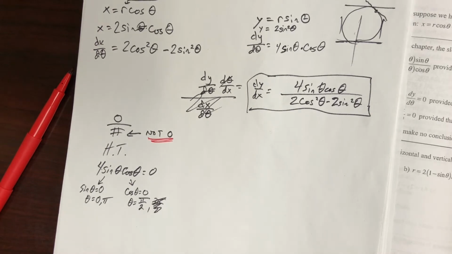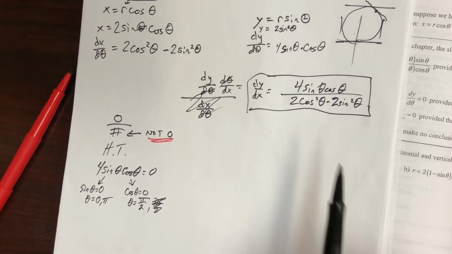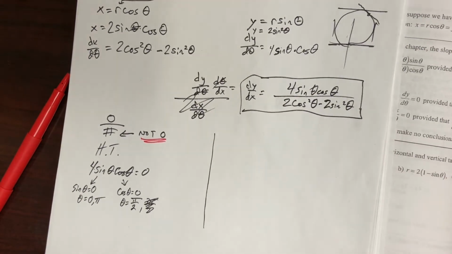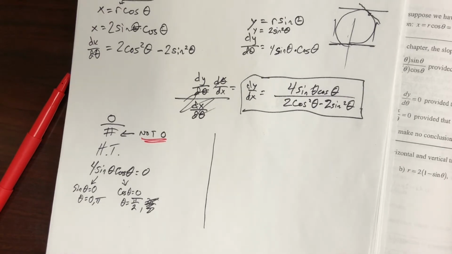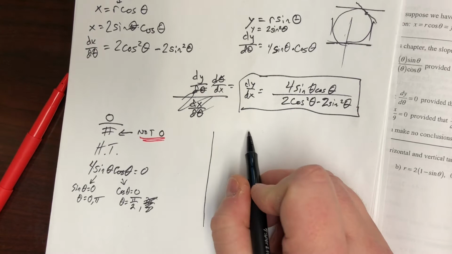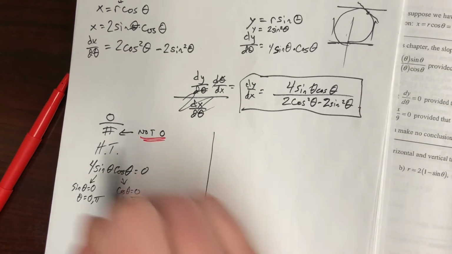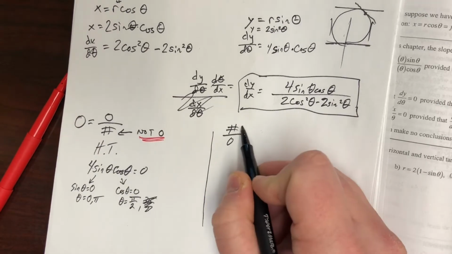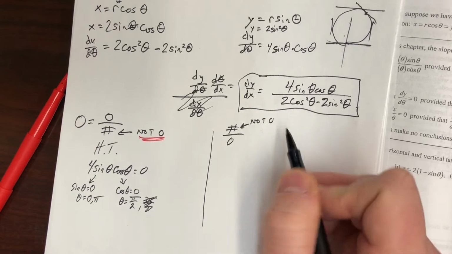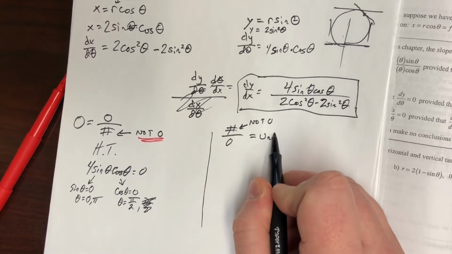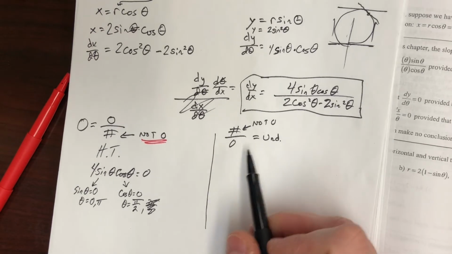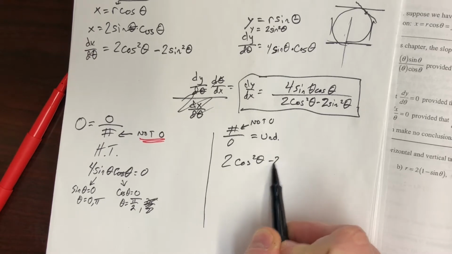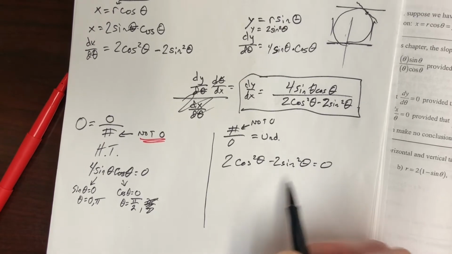What I need to check for, though, is, are any of these a 0 in the denominator? Because if they are, then they're not horizontal tangents and they're not vertical tangents necessarily. We don't have enough information to understand what's going on. So 0 divided by a number was equal to 0. What's a number divided by 0, as long as this is not 0? Undefined. So this is undefined. So all I've got to do is find out when this is equal to 0.